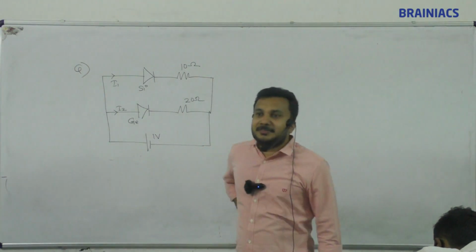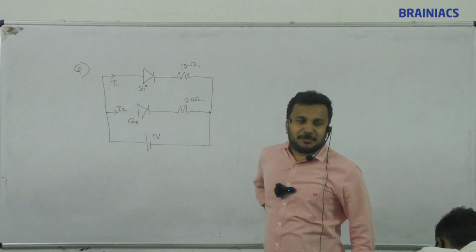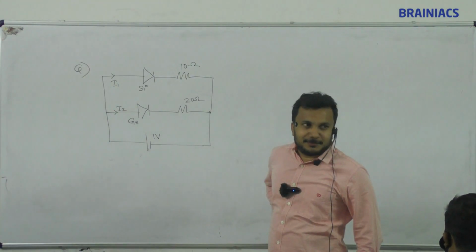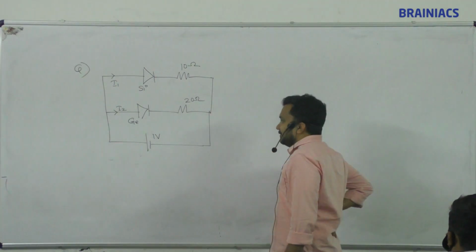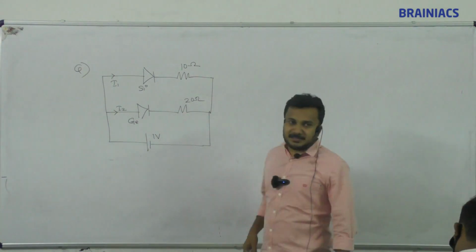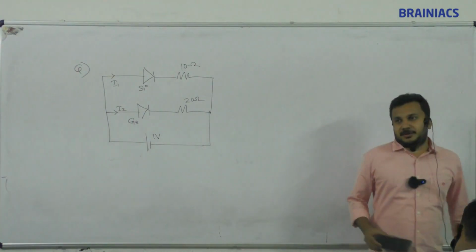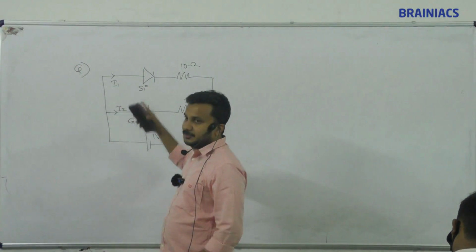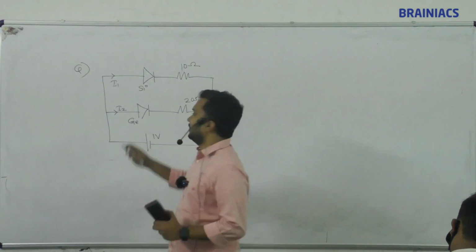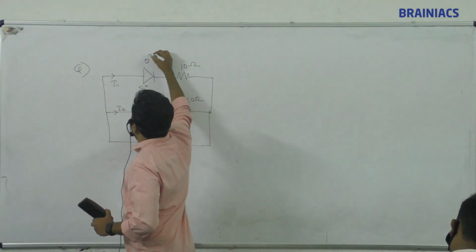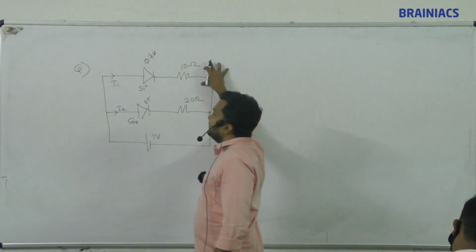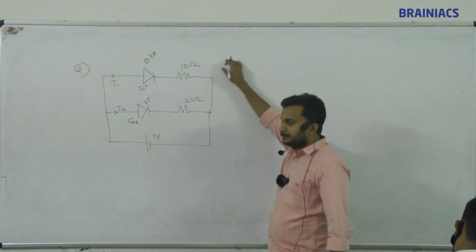So how to find out which diode is forward biased? Which diode is reverse biased? None of them. So both germanium and silicon are forward biased. This is what type of diode? Ideal diode or non-ideal? Non-ideal. Non-ideal means it should take some voltage. This will take 0.7 volt. This will take 0.5.